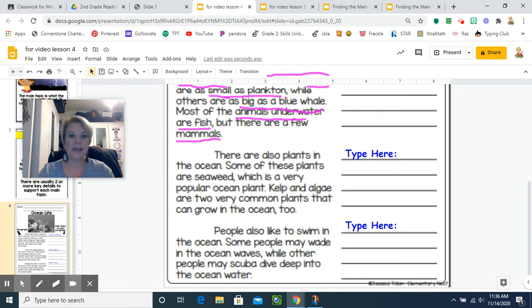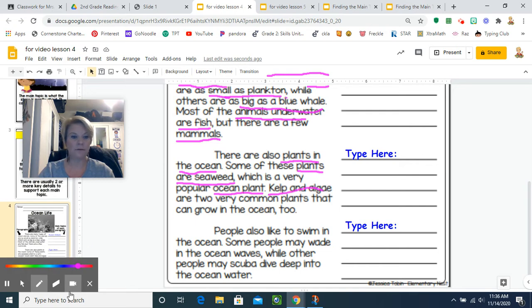All right. If you said that this paragraph was about plants in the ocean, you are correct. So let's look at some of those key details. Our first sentence says there are plants in the ocean. That is a dead giveaway that we're going to be talking about plants in the ocean. Some of these plants are seaweed, which is a very popular ocean plant.